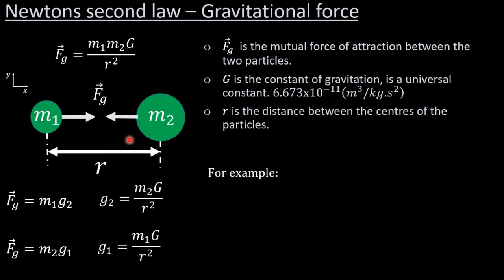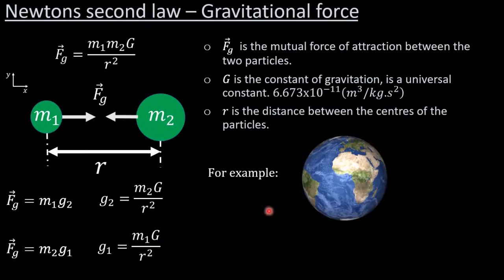So for example, let's say we had Earth here, and we want to calculate its acceleration due to gravity. We would use this equation here. That would be the mass of the Earth times the universal gravitational constant divided by the radius of the Earth squared. That is the radius of the Earth, from the center of the Earth to the outer edge of it. So that will be r down here.